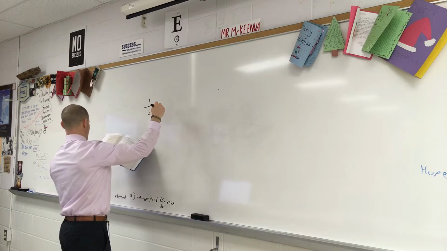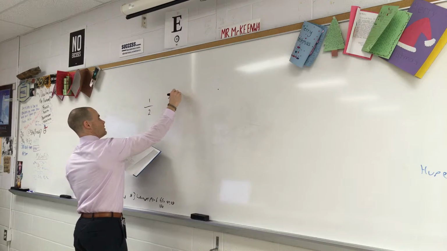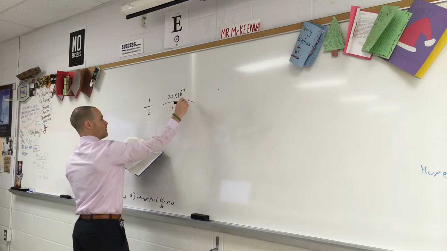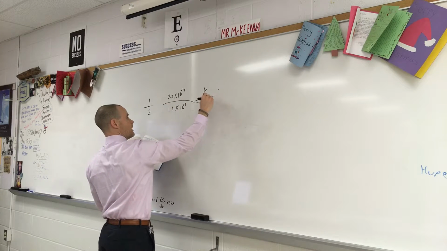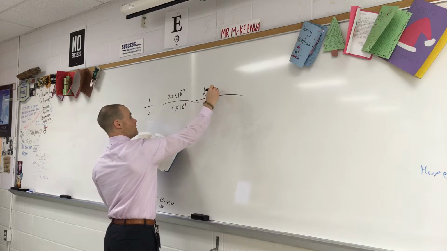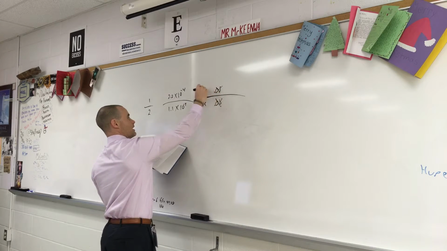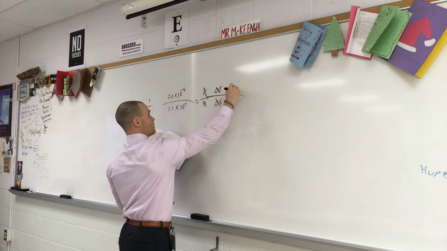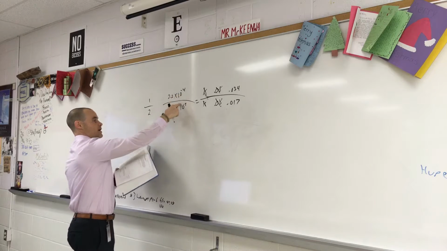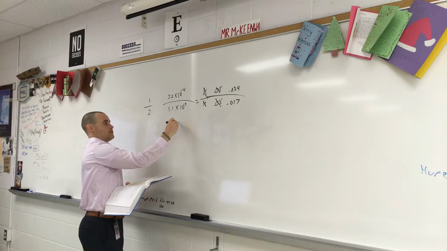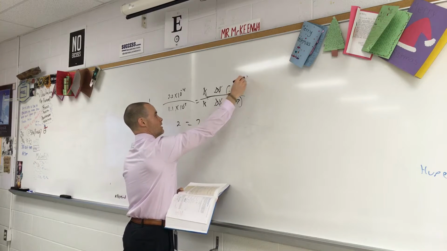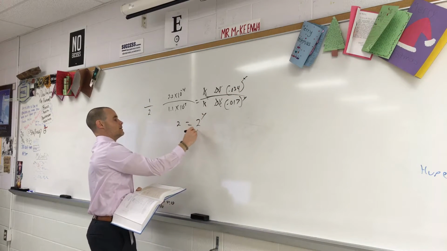There you go. So we want 2.2 times 10 to the negative 4 divided by 1.1 times 10 to the negative 4 equals k divided by k. And then we got 0.08, 0.08, those cancel. My I- is 0.034 and 0.017. So what's this divided by this? 2. This divided by this? 2. Sorry, this is going to be y and y, so y is equal to 1.